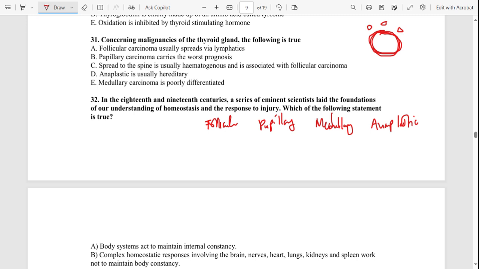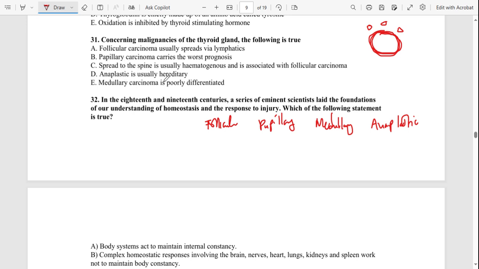Okay. And then C, spread to the spine, is usually hematogenous and associated with follicular. We said that, isn't it? The follicular, the spread is via the hematogenous and it goes to bones and the lungs. D, anaplastic, is usually hereditary. And we've just said that there is no relation to heredity for the anaplastic. The one where we can have hereditary is the medullary. For the other two, sometimes there is hereditary passing from the parents to the children, but it's rare.